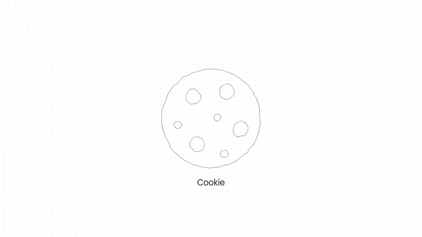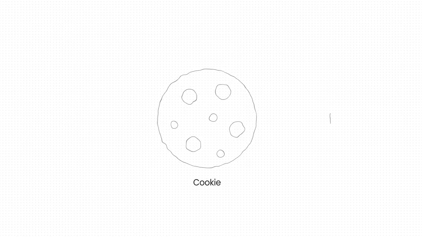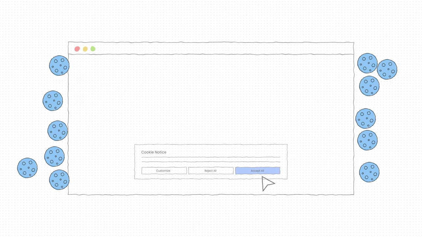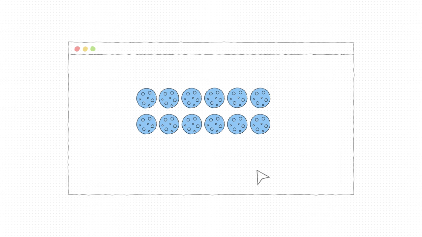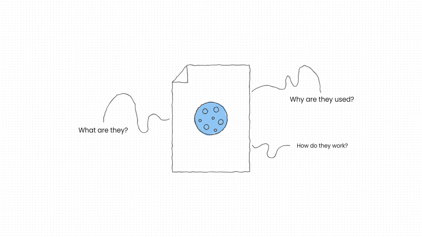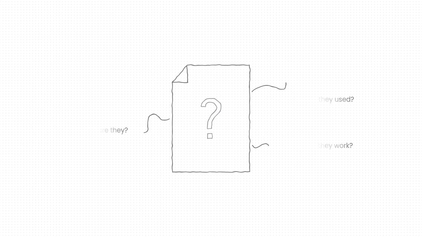You've probably heard the word cookie thrown around on the internet. And you have probably seen a banner like this pop up on your browser window, asking for permission to use cookies. But what are they? And why are they used? And how do they work? Let's find out. A cookie is a very small text file that gets stored on your computer by websites.